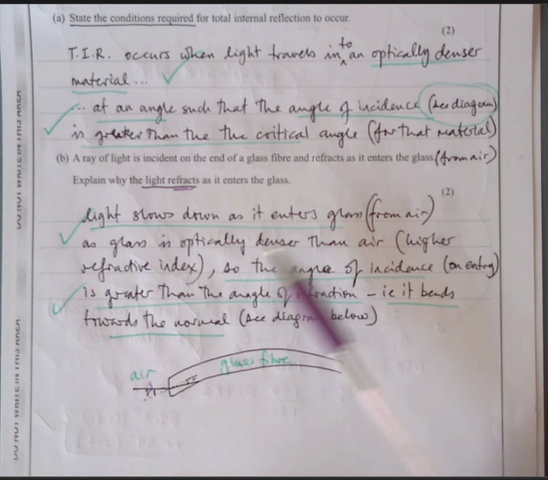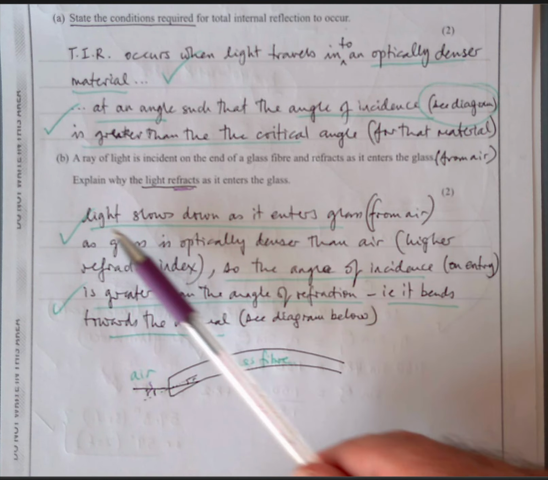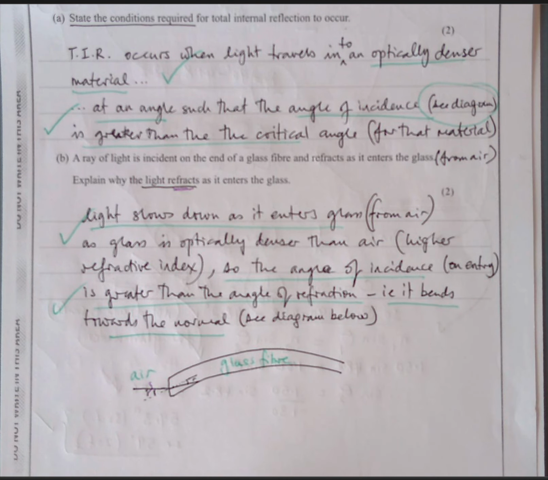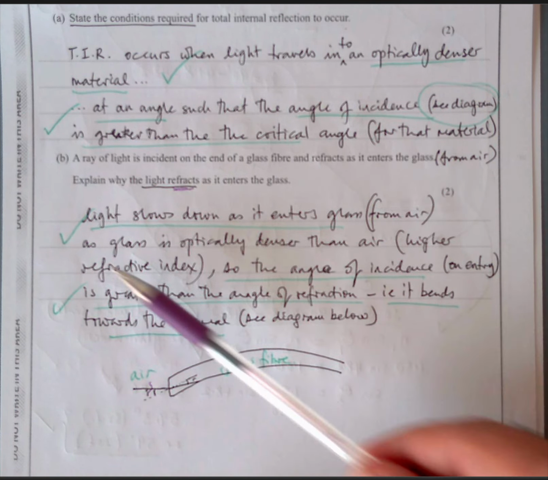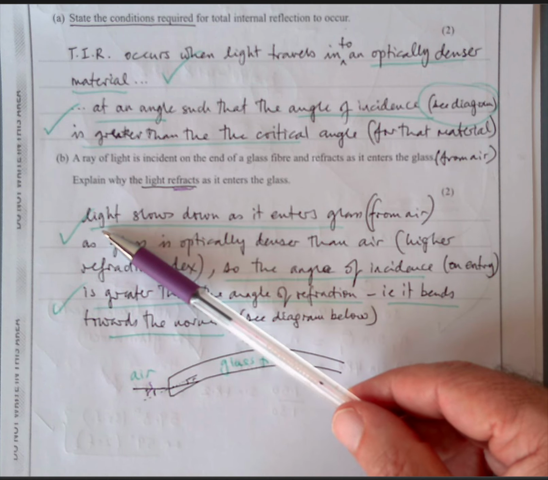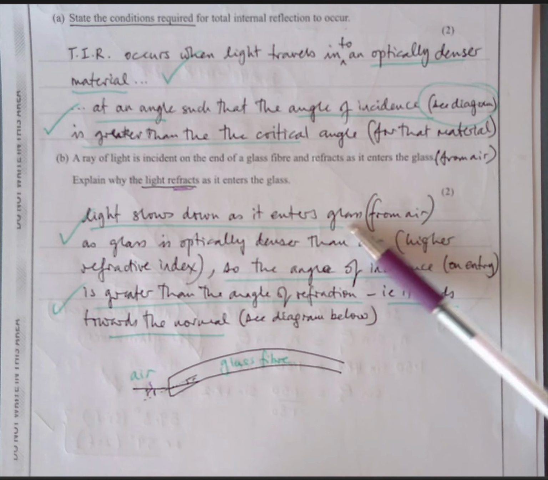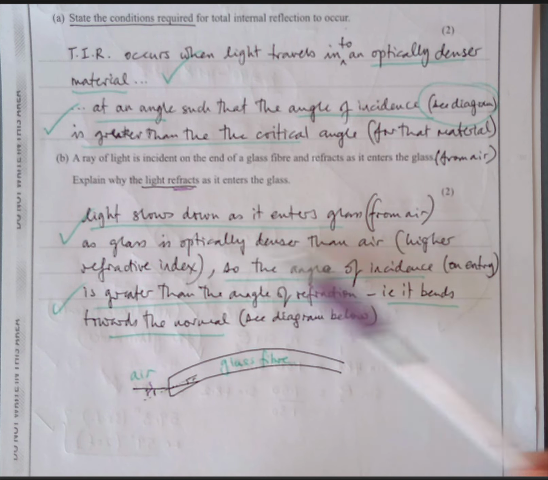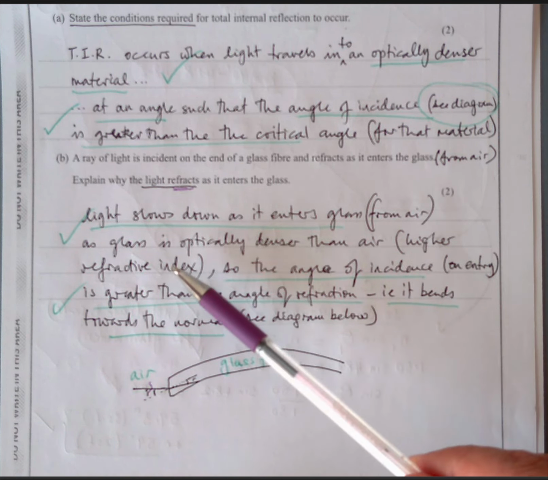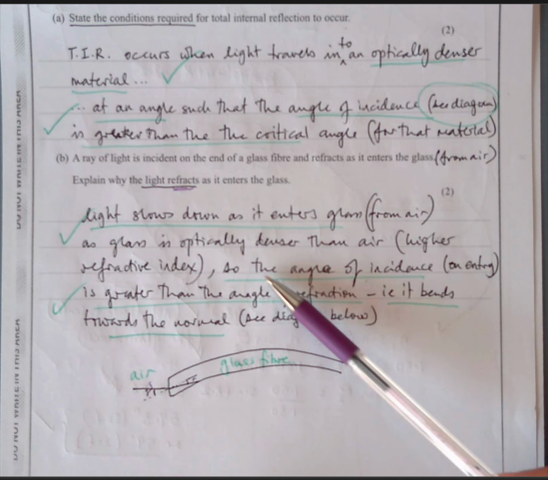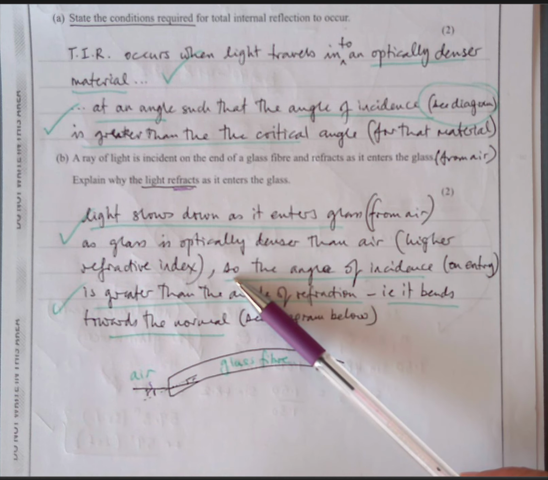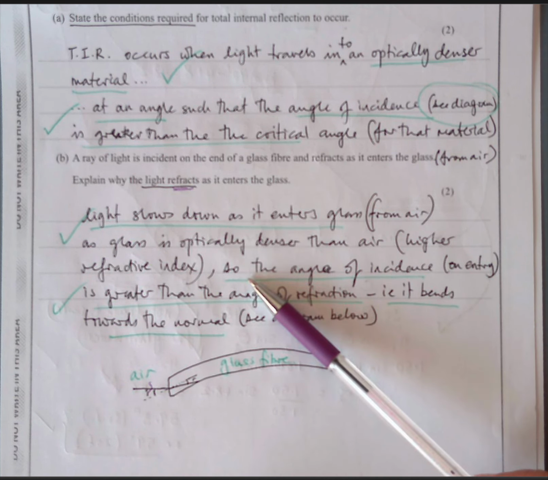They want to know, explain why light refracts as it enters the glass. This is like a GCSE level question in an A-level paper, but it's the quality of your written communication that counts. Light slows down as it enters the glass from air, as glass is optically denser than air, with a higher refractive index. I'm making sure I hit the nail on the head, so there's no doubt in the examiner's mind that I understand what I'm talking about. You want to make sure you hit the message home so the examiner has the key words he's looking for in your answer.